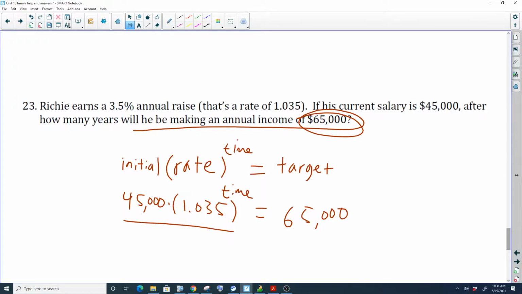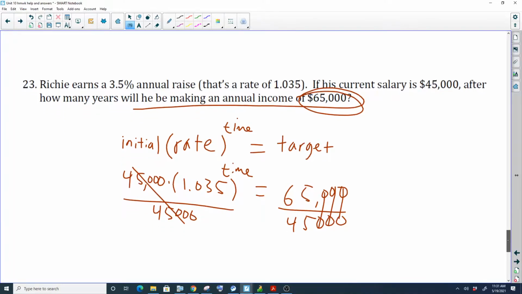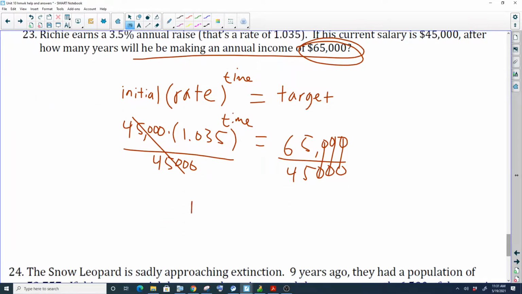To solve for time, to know how long it takes, this is the time, so you're just going to divide. You divide that 45,000 over to the other side, and those zeros just cancel, so it's just 65 over 45. Then you have a base of 1.035 to the time equals 65 over 45.